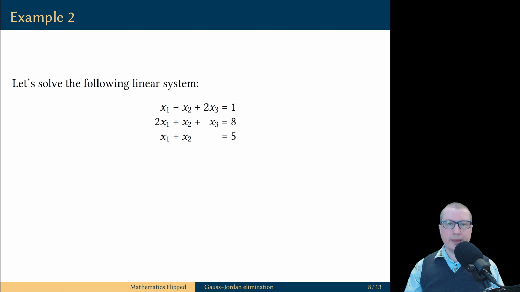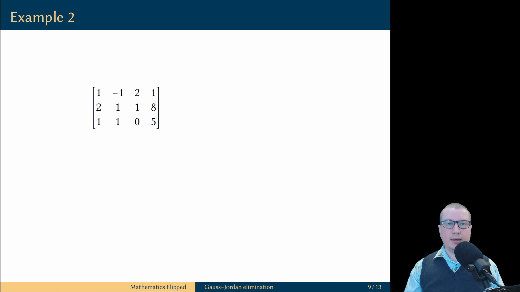Let's solve another linear system. First, we represent the linear system by its augmented matrix. And now we are going to apply the Gauss-Jordan elimination algorithm to the augmented matrix. First, we are going to locate the leftmost non-zero column, and it is column 1. We already have a leading one at the top of this column, so we need to use replacement operations to produce zeros below the leading one.